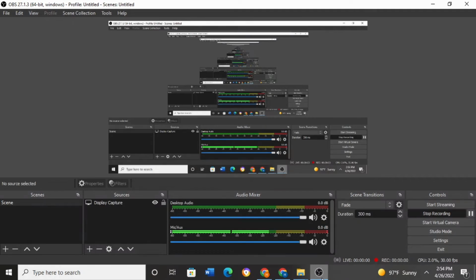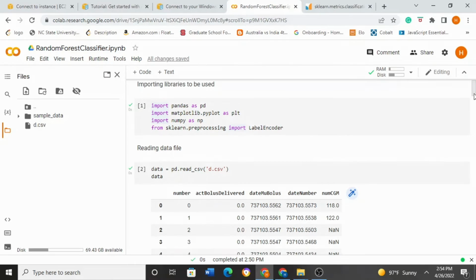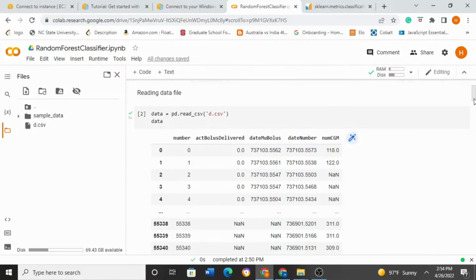Hi, so this is a notebook for the random forest classifier model that we have used to do meal prediction from the CGM data. So initially I have imported all the libraries that I'll be requiring in this model. So first we have read the data d.csv. This was the file which was created during the pre-processing stages. So I have imported this particular file which has all the data columns.